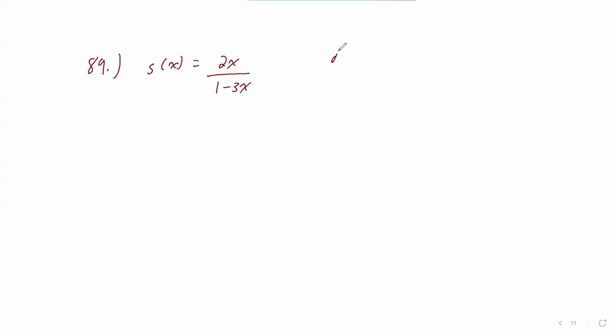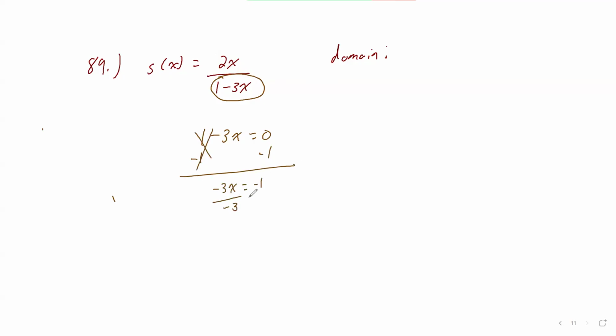So to talk about the domain, the implied domain here means, is there any restriction? And with fractions, we cannot have 0 as the denominator. So all you have to do is determine what x cannot be. You don't have to worry about factoring, canceling, nothing like that. You just have to take the denominator, set it equal to 0, and determine what x cannot be. So I'm going to subtract 1, divide by negative 3. So x equals 1/3. So that's what x cannot be.